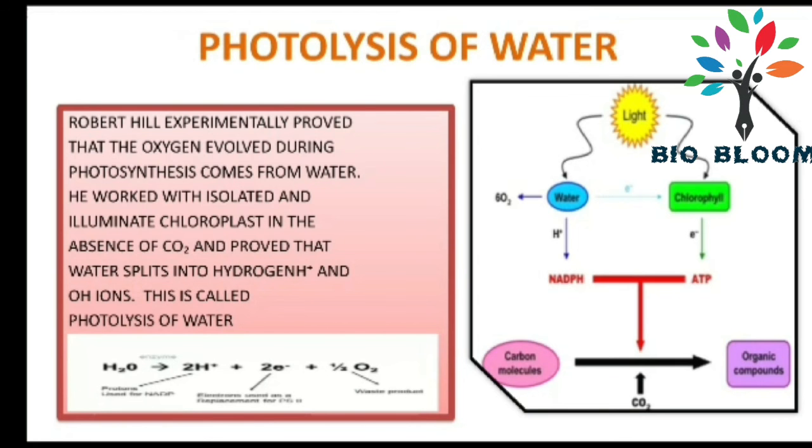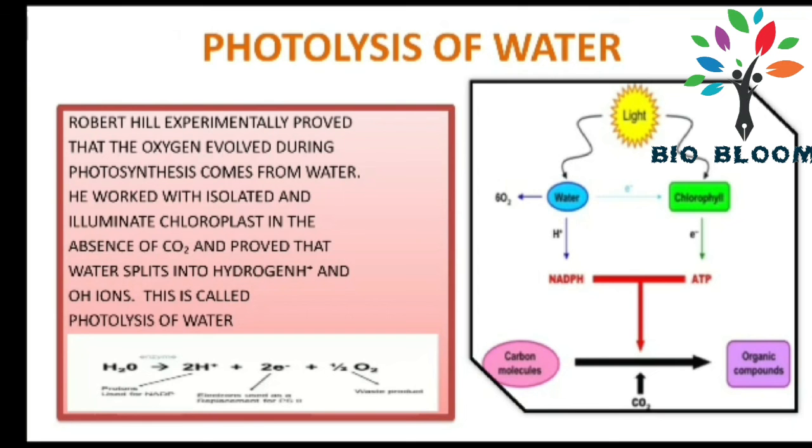Here Robert Hill experimentally proved that oxygen evolved during photosynthesis comes from water, that is photolysis of water. He worked with isolated illuminated chloroplast in the absence of carbon dioxide and proved that water splits into hydrogen, that means H plus, and OH ions. This is called photolysis of water. And one more thing you have to remember, that this Robert Hill is associated with the light reaction, and so this light reaction is also called the Hill reaction. So light reaction, light dependent reaction, or it is called the Hill reaction.